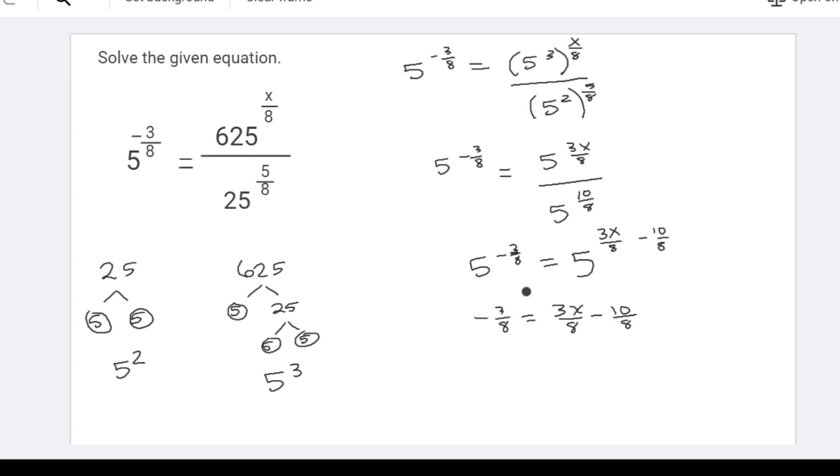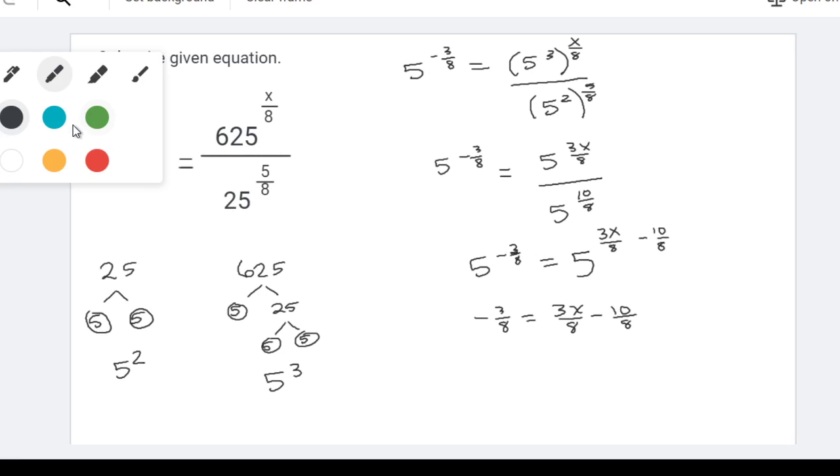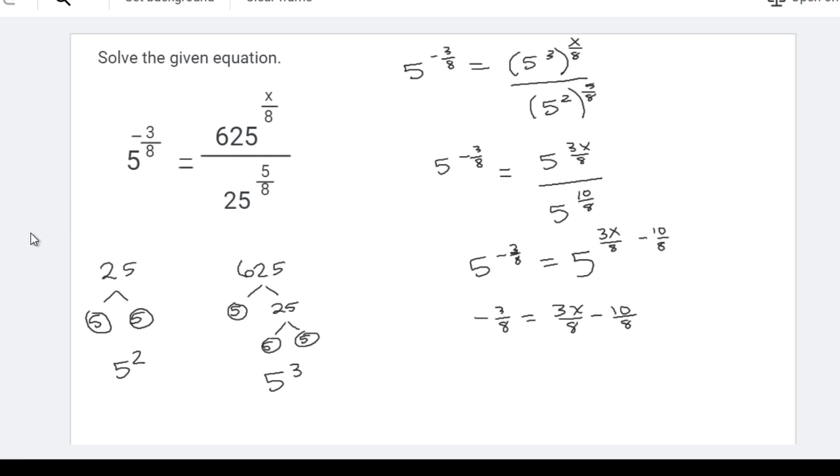And then when I look at this, I say, ooh, there's those ugly fractions. I don't like fractions. They stress me out. So I'm going to multiply by the least common denominator, which here, these all have 8 in the bottom. So I'm just going to multiply everything by 8 to get rid of the fractions so that I don't stress out. So here we go. All of these 8's will cancel out with the 8 that I'm multiplying by. So I'm left with negative 3 equals 3x minus 10.